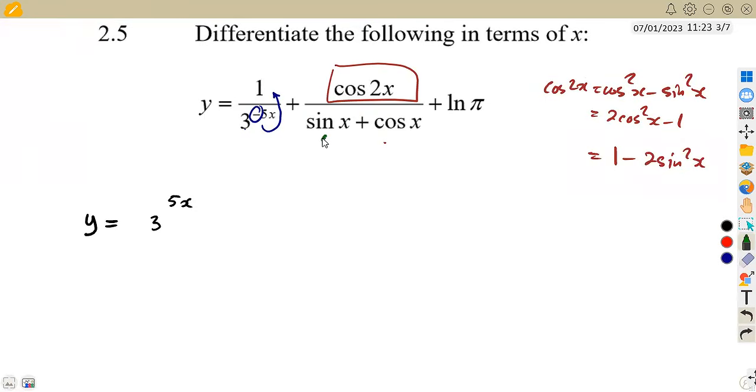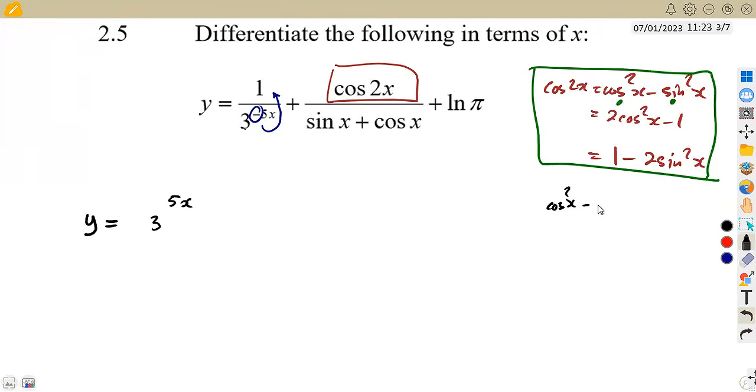Since here we've got sine and cos, we also have sine and cos in our identity. Remember, sine x plus cos x is the same as cos x plus sine x. So this is just one and the same way of writing. So we can take it this way. We are going to have cos 2x as cos squared x minus sine squared x, everything over the sine of x plus the cosine of x.